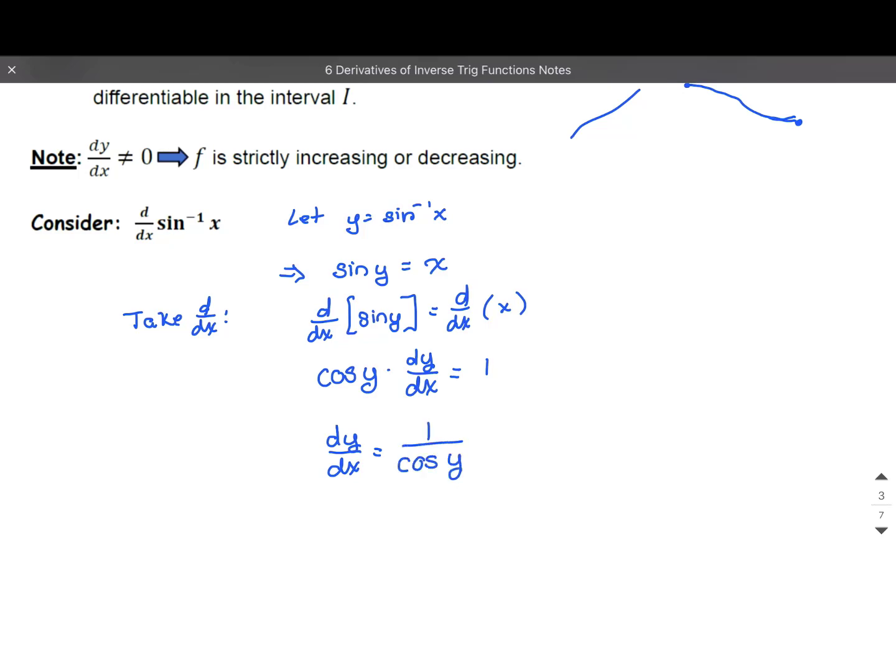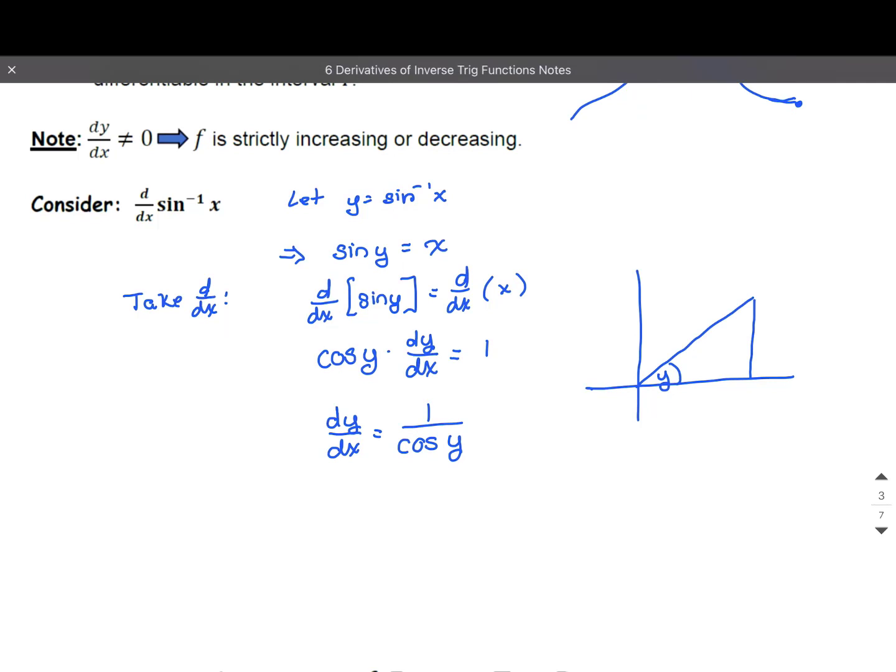Now the problem is this is in terms of y instead of x. So I want you to think, and I'm going to come back to a little right triangle, and I'm just going to use the first quadrant for simplicity's sake. Okay, here's the angle y, right? Because we're taking the sine of y. Now sine is opposite over hypotenuse, so it must be x over 1 in order to get us just x for the sine of y.